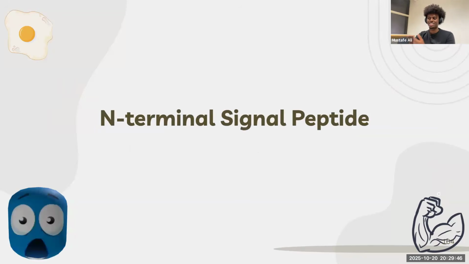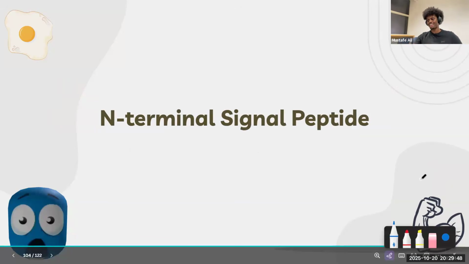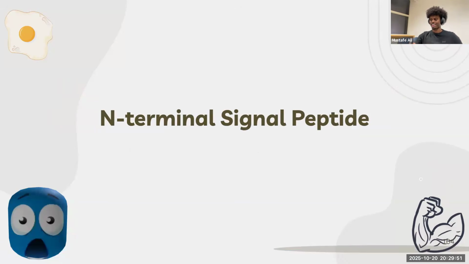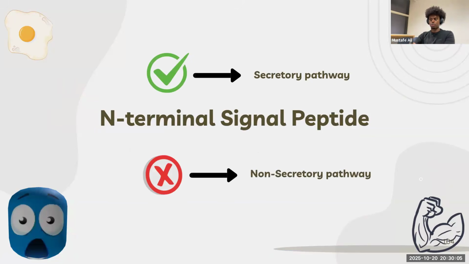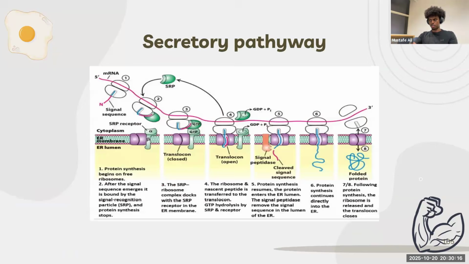Now, the answer is the N-terminal signal peptide. Okay? The N-terminal signal peptide. Now, if the protein or the mRNA has the N-terminal signal peptide, it will go through the secretory pathway. But if it doesn't have the N-terminal signal peptide, it will go through the non-secretory pathway. Okay? So if the N-terminal signal is present, secretory pathway. If it's not present, the non-secretory pathway. Simple enough, right?